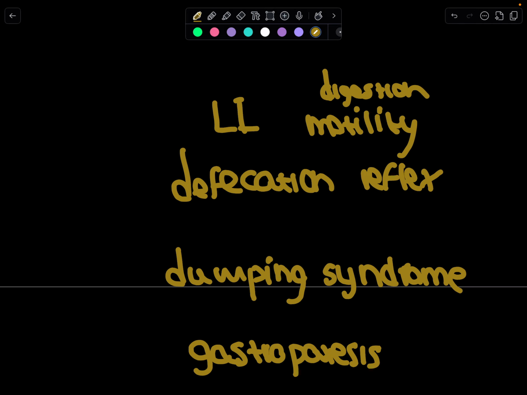Can we talk about motility in the small intestine? So we have nutrient absorption. We also have plicae circularis, mucosal villi, microvilli.